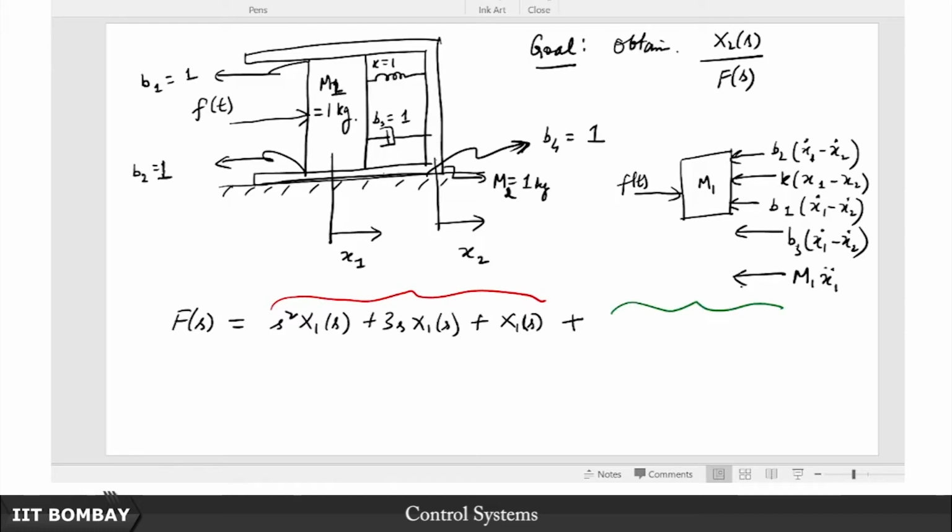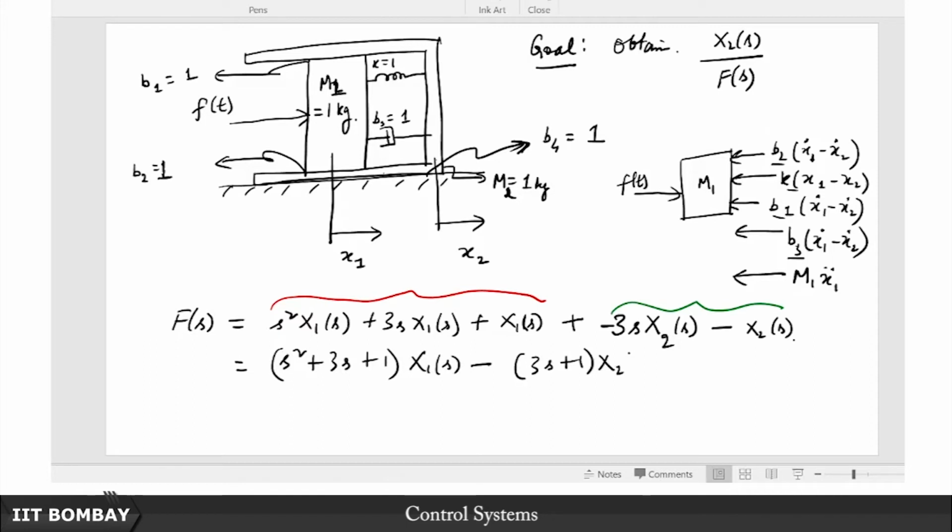So what are the terms related to x2? You see, where is x2 involved? Here, here, here, and here. So of course, it's b1 plus b2 plus b3 times s times x2. So that's essentially 3s X2(s), but it appears with a minus sign, remember, because of this minus sign here. Also, you have this k, so that is again unity, so that is X2(s), right. So if I just go one step further, I'll just write it as (s squared plus 3s plus 1) times X1(s) minus (3s plus 1) times X2(s).